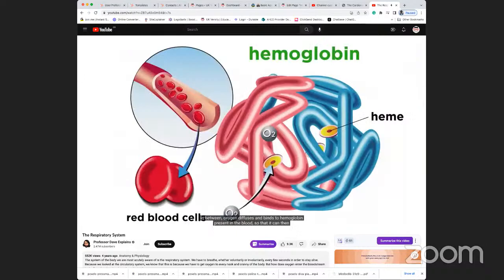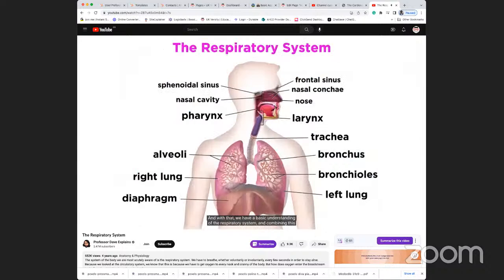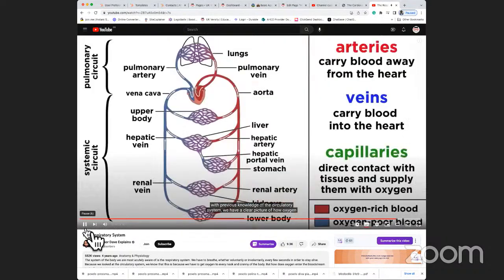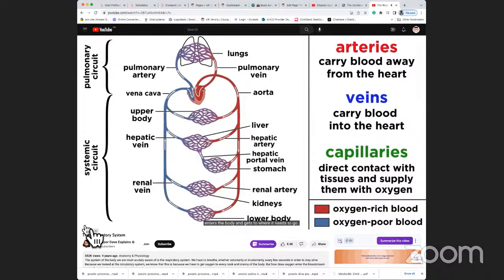In between, oxygen diffuses and binds to hemoglobin present in the blood so that it can then be transported to tissues all around the body. And with that, we have a basic understanding of the respiratory system, and combining this with previous knowledge of the circulatory system, we have a clear picture of how oxygen enters the body and gets to where it needs to go.